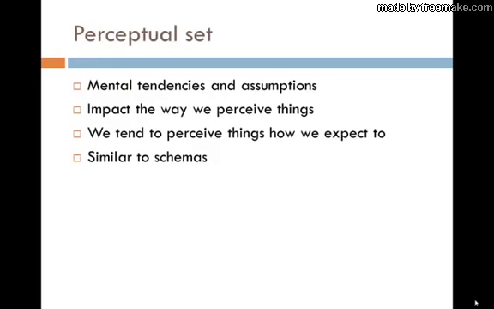So a perceptual set is the mental tendencies and assumptions, things that we already know, that we use to perceive the world. And our perceptual set impacts the way that we perceive things. When you're going about in the world, we tend to perceive things how we expect to perceive them. A great example of how this works would be if there's a small typo in your paper, you're not very likely to see that because you think that it says something particular. So that's why it's better to have somebody else proofread for you.